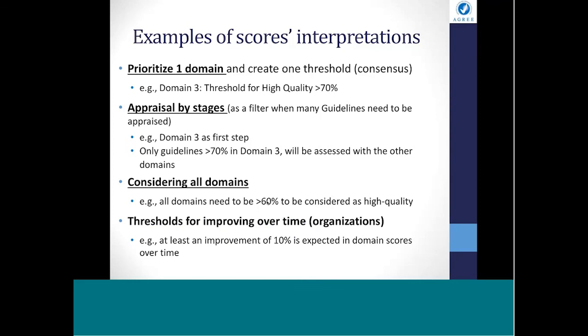Or you can set a threshold for improvement over time. Organizations do this all the time, trying to make a continuum and say, okay, we're going to assess our guidelines in 2010. We will compare the scores of 2010 with 2018 to see how the scores have been improving as we improve the method. So these are some examples of how to interpret the scores.